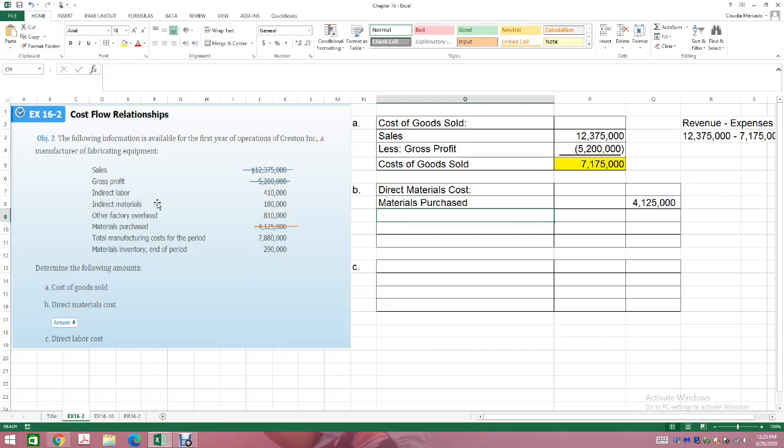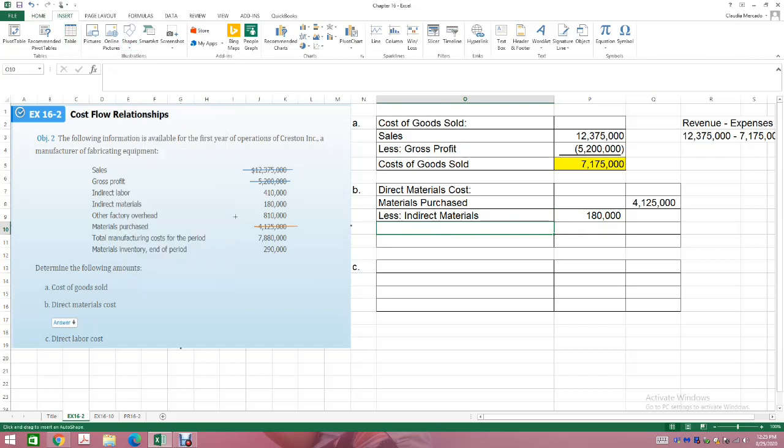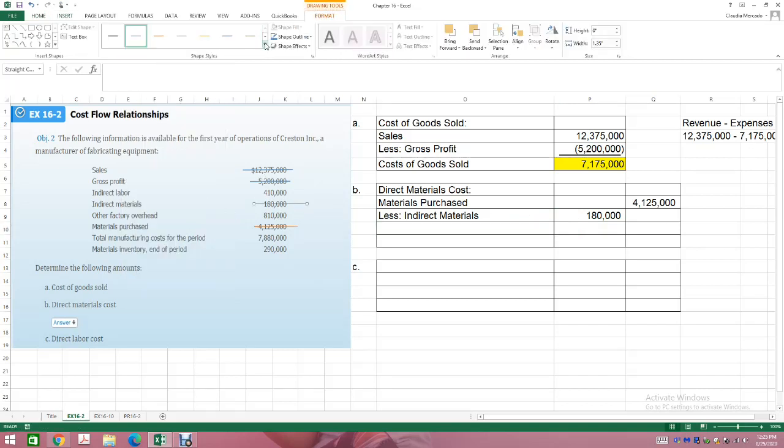Okay, so let's go back and look at the things that we haven't used that deal with materials. Here we have indirect materials, $180,000. These are materials that are needed, but they're indirect. They're not directly associated with the product. So we're going to go ahead and deduct those indirect materials. We don't want to include them. So we have indirect materials of 180. Okay. So I've already used that. What else do we have?